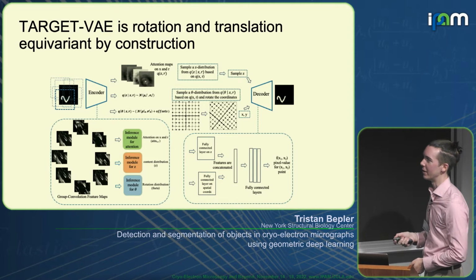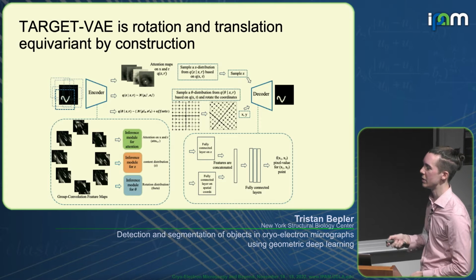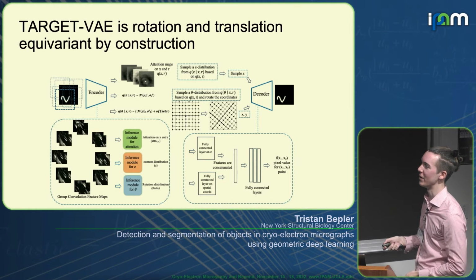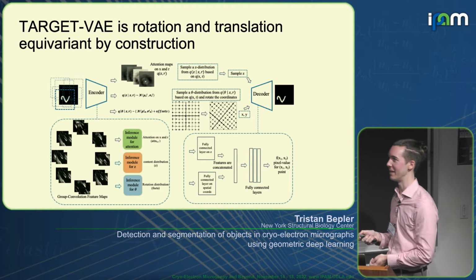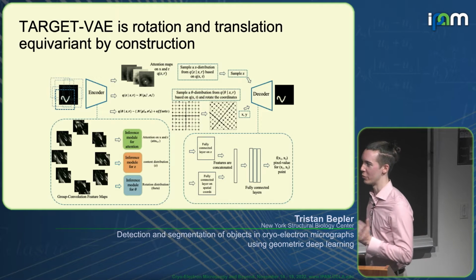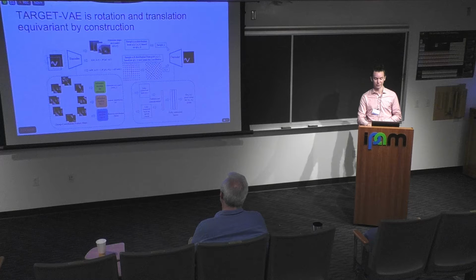So putting this all together, we have this framework of a rotation and translation equivariant encoder that's doing inference on all of these parameters, and our decoder is also invariant to these things. And so now our whole framework is very nicely invariant to rotation and translation, and we can just train it.